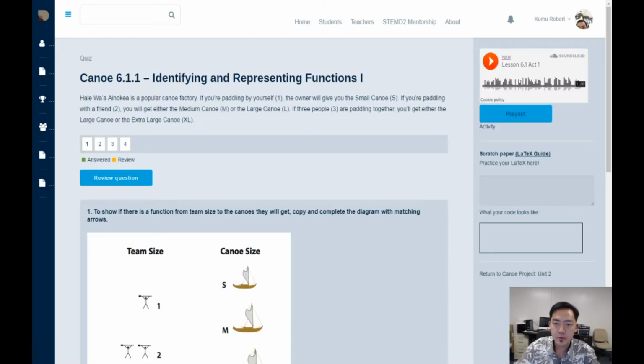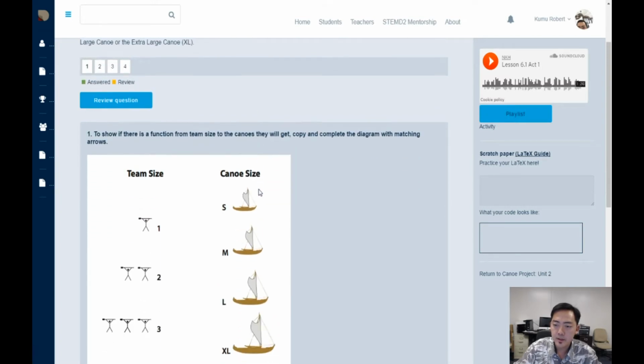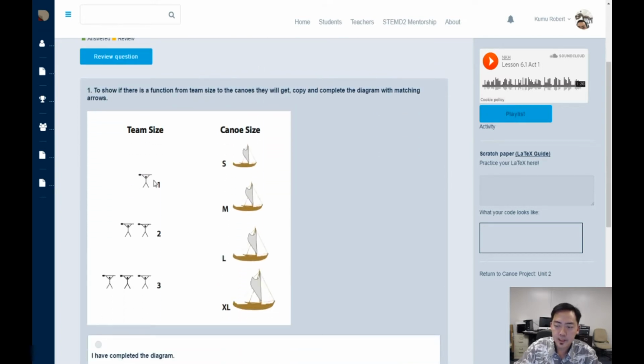In this activity, we will be looking at a canoe factory called Haleba'a Ainokea. The owner of the factory does not care what canoe you want. Instead, you will tell him what the size of your canoe team is, and he will assign you a canoe. So if you are paddling by yourself, he will assign you the small canoe. If there are two people paddling, he will assign either a medium or a large canoe. And if there are three people paddling, he will assign either the large or the extra large canoe.